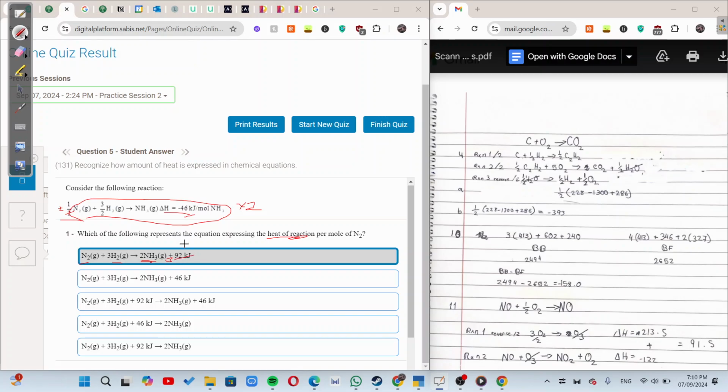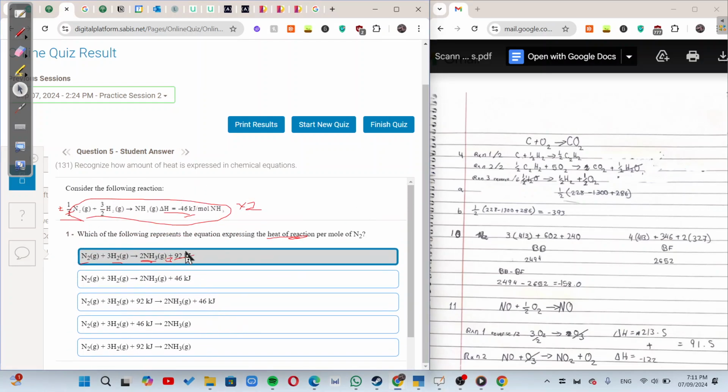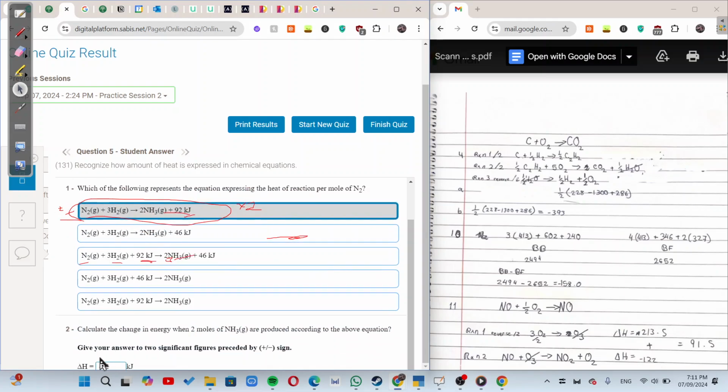So plus 92. Okay, now for part 2 of the question, they're just asking you to put it in the form of delta H, which means you give back its sign. Since 2 moles of NH3 form, and the original has 1 mole, you also multiply everything by 2. This time you just give it its sign back because you're putting it in the form of delta H equals. You're not putting it in your equation. So now on to the next question.